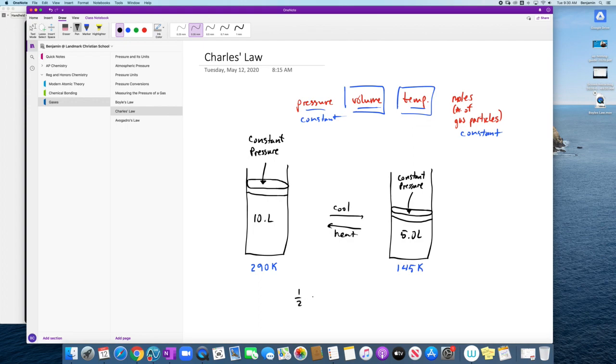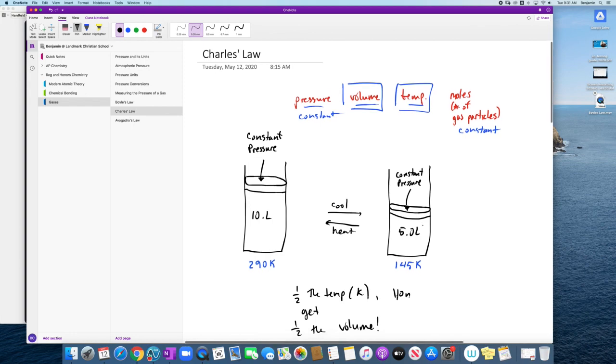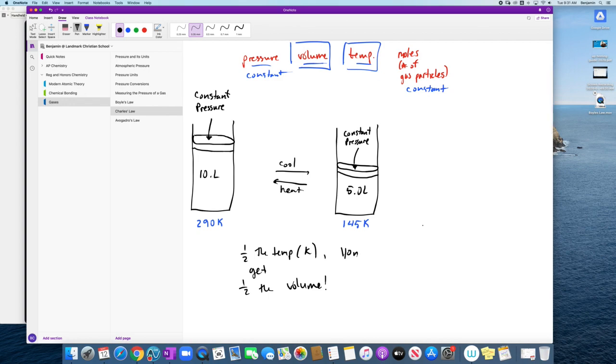So when you have half the temp, in Kelvin, by the way, you get half the volume. Okay, and if you start taking down some measurements all along the way, you'll see an interesting mathematical relationship between temperature measured in Kelvin and volume. And it looks just like this.